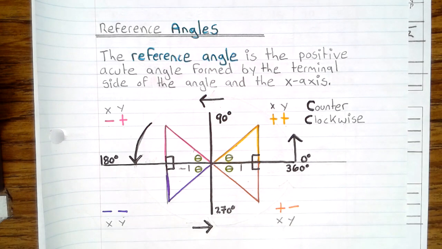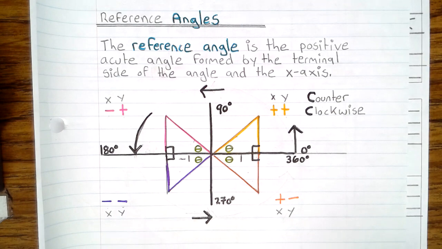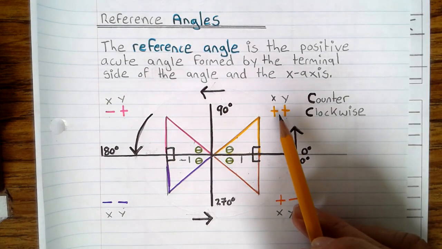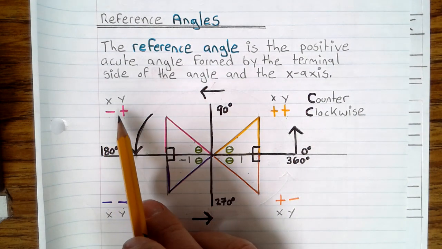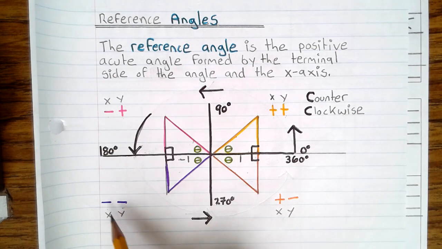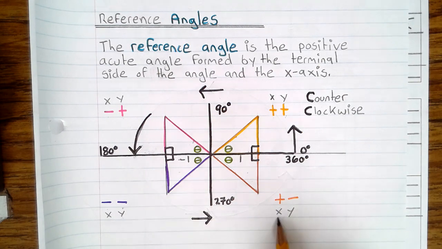Reference angles. The reference angle is the positive acute angle formed by the terminal side of the angle and the x-axis. So when looking at reference angles, you want to understand the quadrants. The first quadrant, the values are positive for x and y. In the second quadrant, the x is negative, y is positive. Third quadrant, x is negative, y is negative. In the fourth quadrant, x is positive, y is negative.